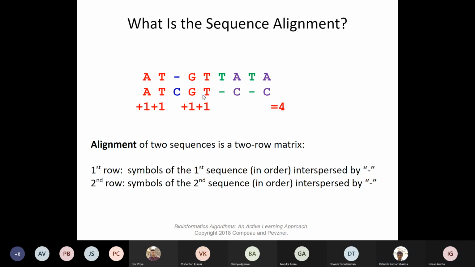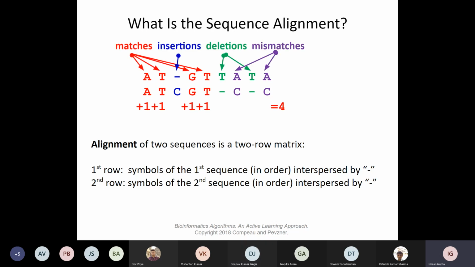Sir, I had a question: how do we decide which string to move? Because the last four nucleotides are missing. That is what I'm going to tell you in the next slides.